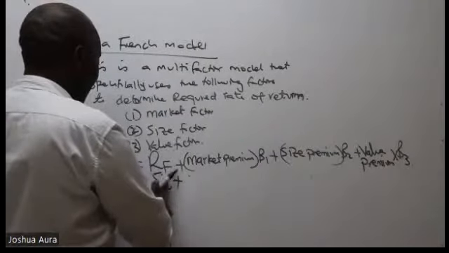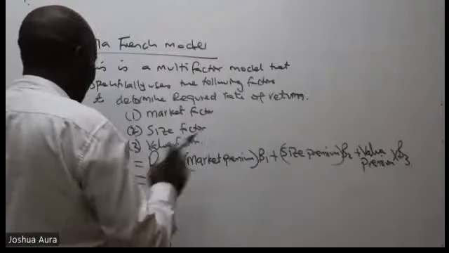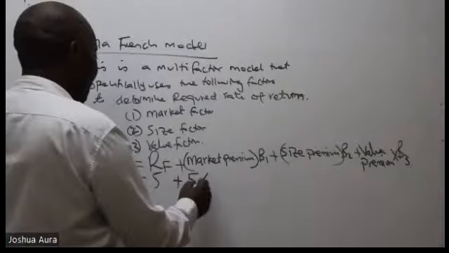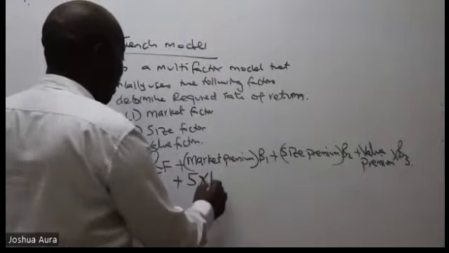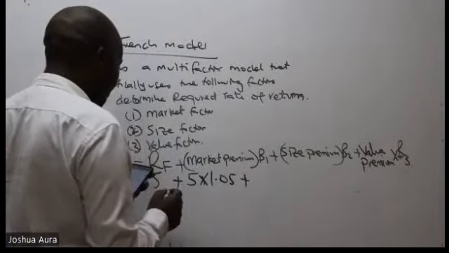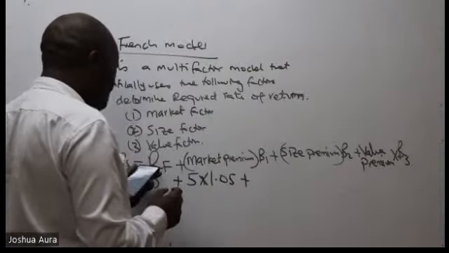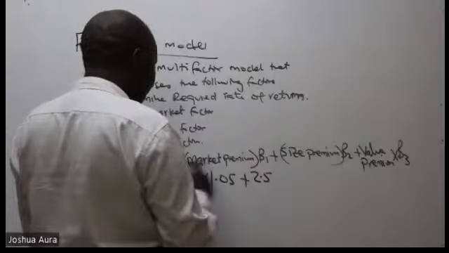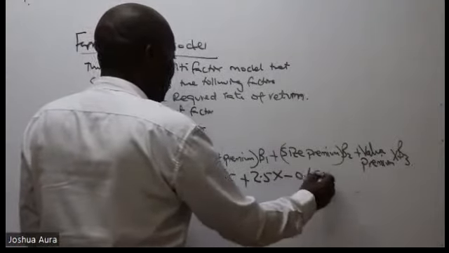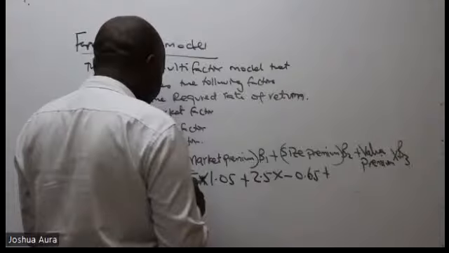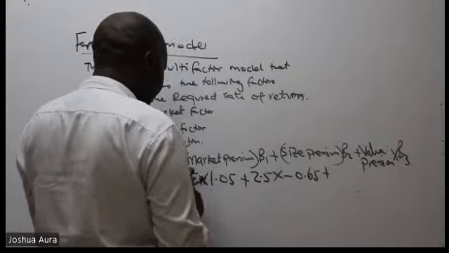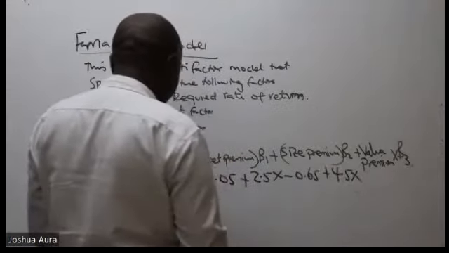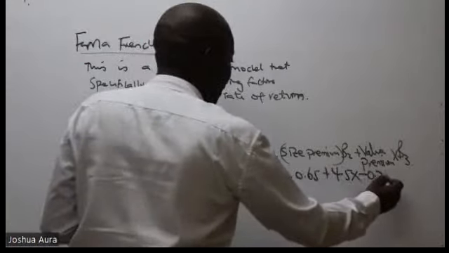If I wish, I can even leave the percentage because that is in the form of percentages. So we have 5% for the market premium times its factor sensitivity. Factor sensitivity is 1.05, plus the size premium. The size premium, I can see it is 2.5, times its risk factor, which is 0.65, plus, ladies and gentlemen, the value premium is 4.5, times minus 0.2.